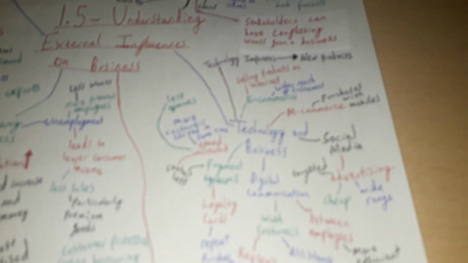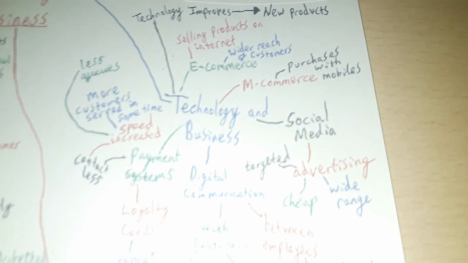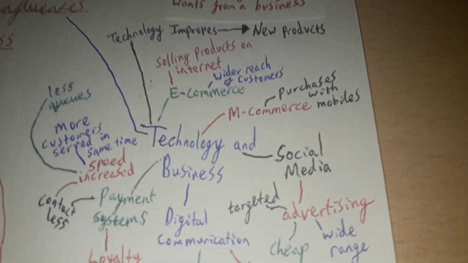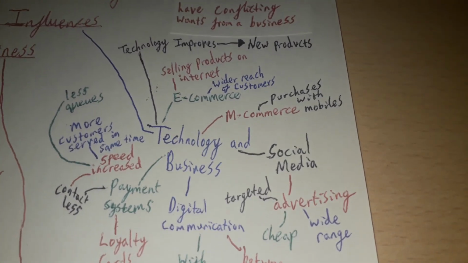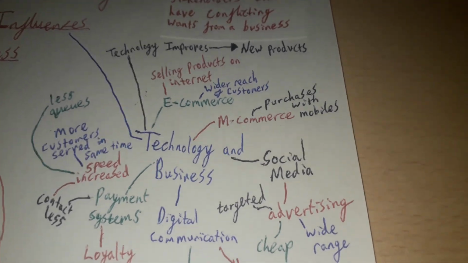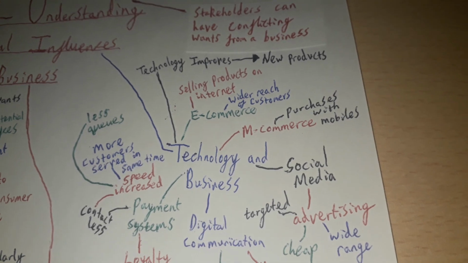Okay, now let's look at the second part of this, technology and business. In a business, technology has a big impact. As technology improves, new products can be developed. So things that never existed before can be made, such as the mobile phone. When that didn't exist, they wouldn't have been able to sell it, but now it does.